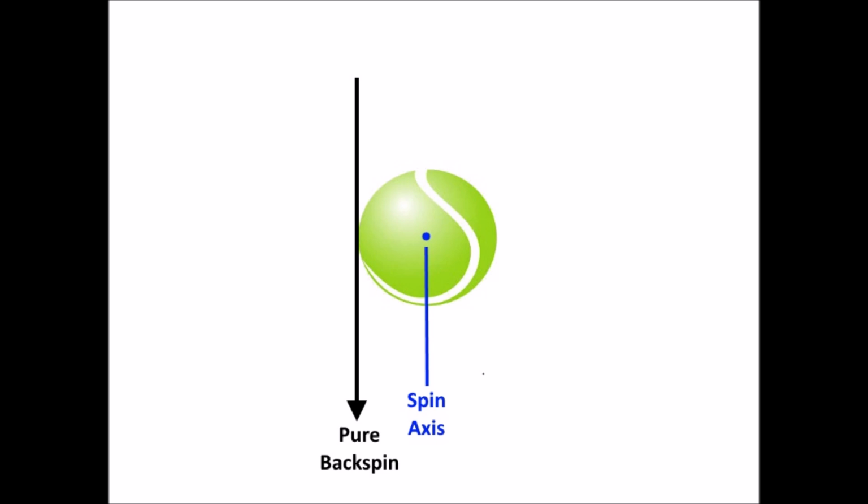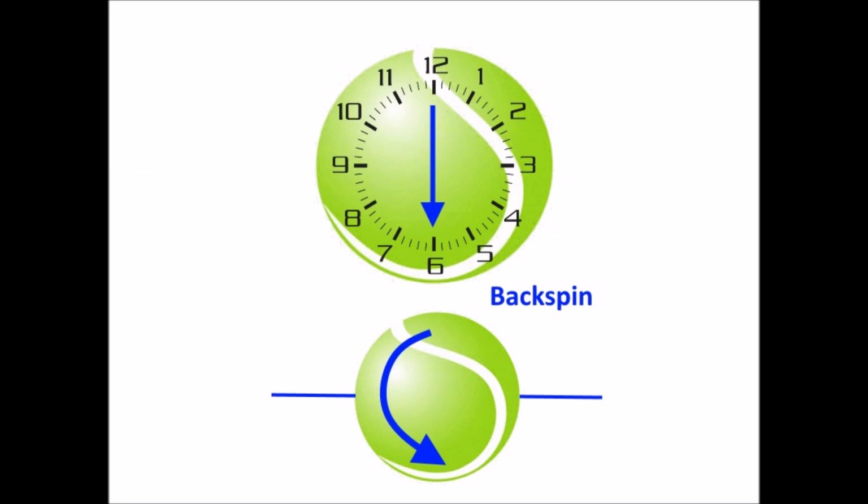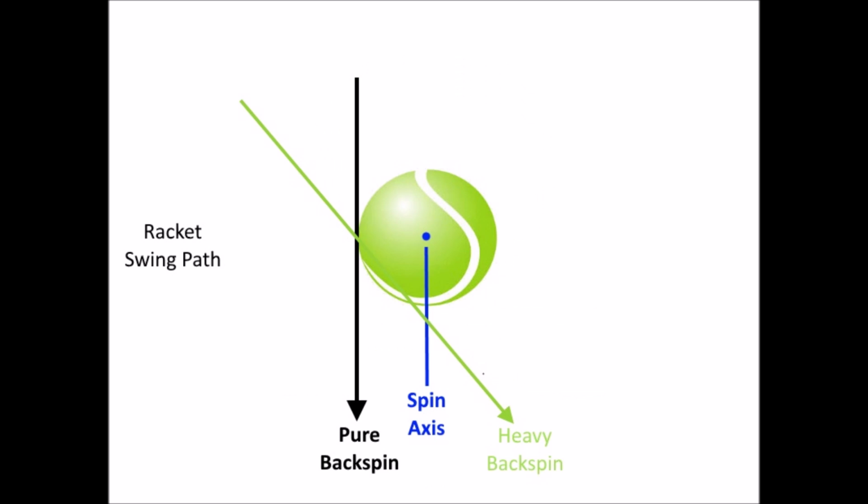You could also hit the ball with pure backspin. Then your racket must hit the ball eccentrically from top to bottom, so from 12 o'clock to 6 o'clock. And with a steep swing path of your racket, you can hit the ball with heavy backspin, or with moderate backspin when the swing path is not as steep.